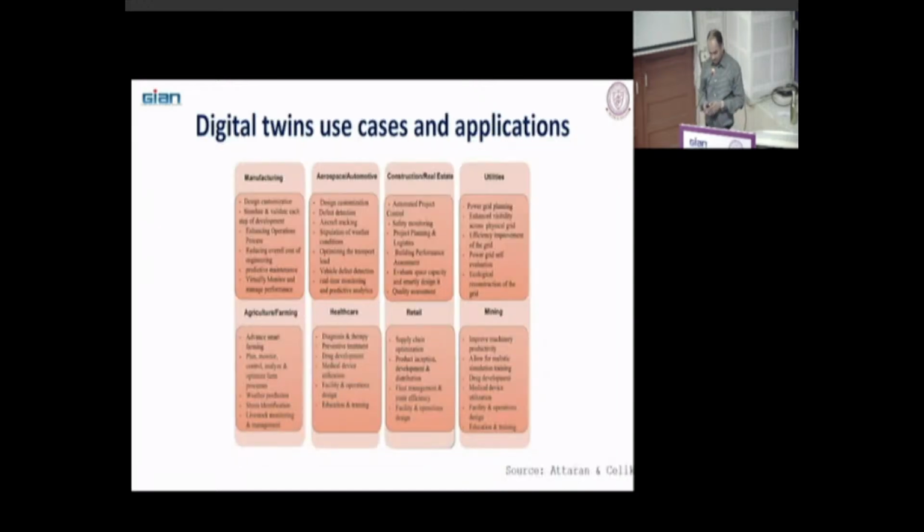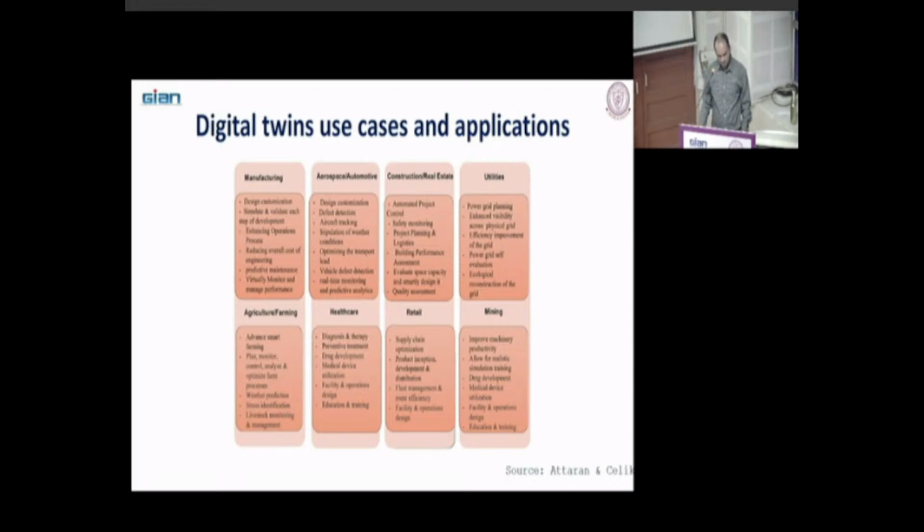Some of the applications you can see here. Manufacturing, design customization. Suppose when you launch a new product, you don't need to go with the costly prototyping. You can make a digital twin or one digital model basically, and you can play with that model. You don't need to make a real replica of that model. Then simulate and validate each step of development.